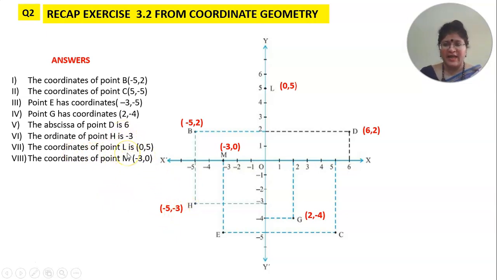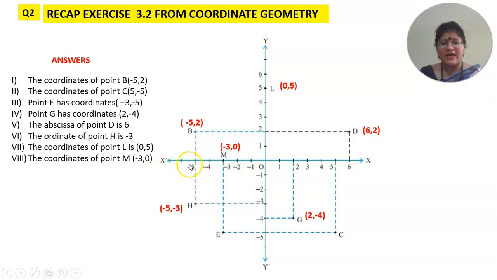The coordinate of point L. Now L. If the point is lying on the y-axis, then its coordinates will be 0, 5. So the x coordinate will always be 0. If it was lying here, suppose at this position, then the coordinates would be 0, 6. We have done this in the earlier revision video lesson, that any point lying on the y-axis, whether above 0 or below 0, in the positive direction or in the negative direction, remember its x coordinate will always be 0.